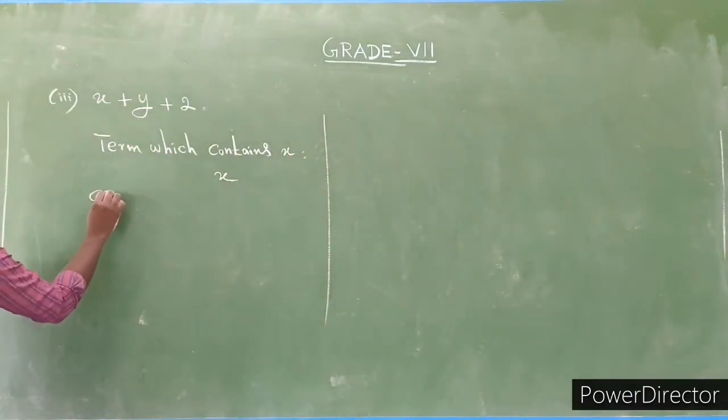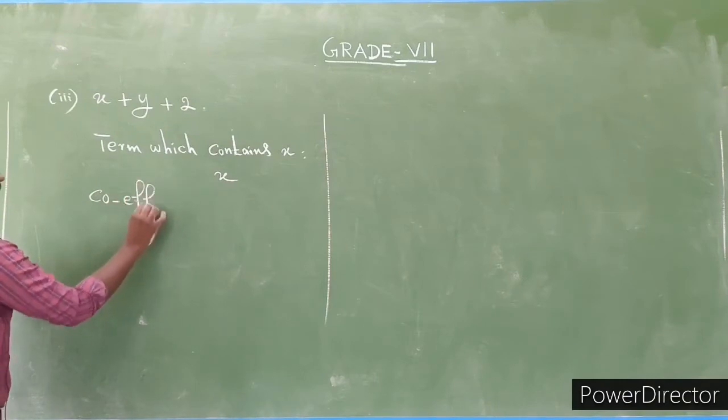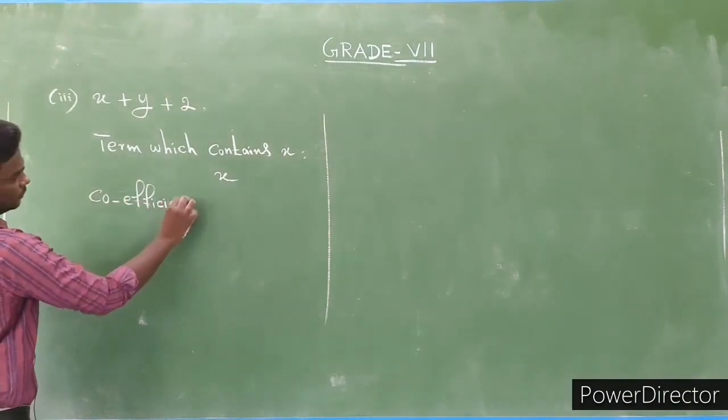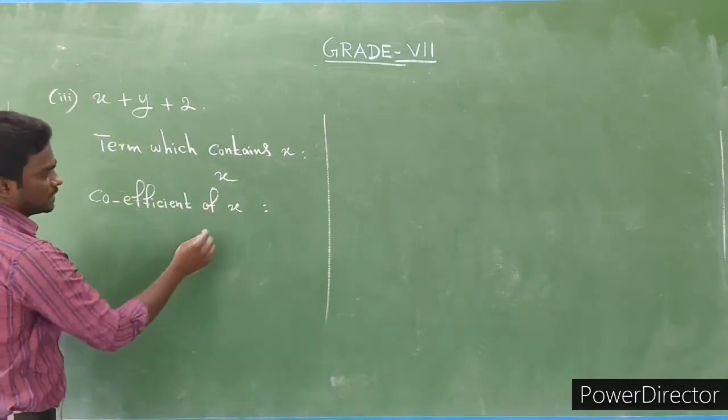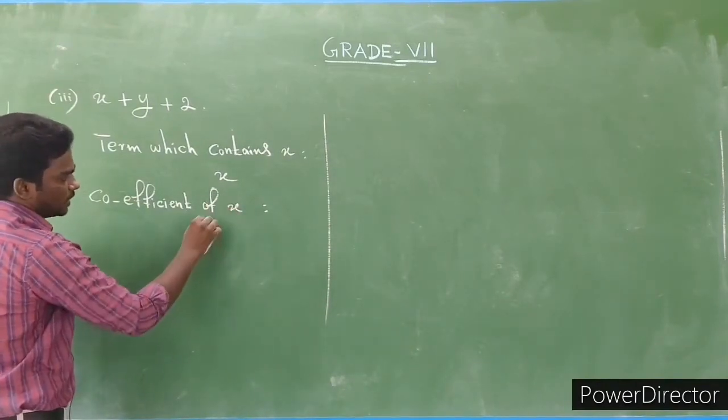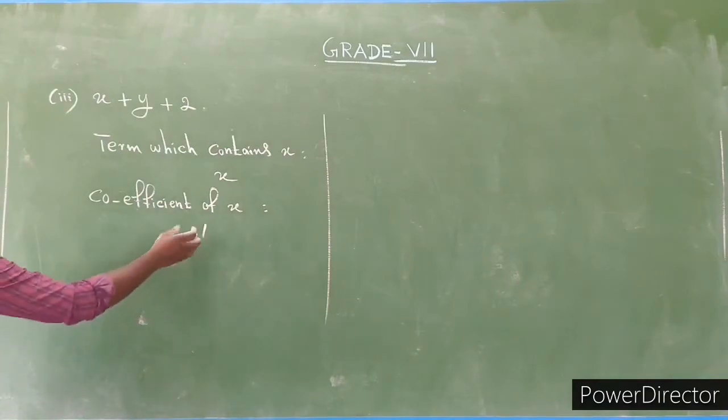Next, coefficient of x. What is the coefficient of x? x is multiplied by only one time, so the coefficient of x is 1.